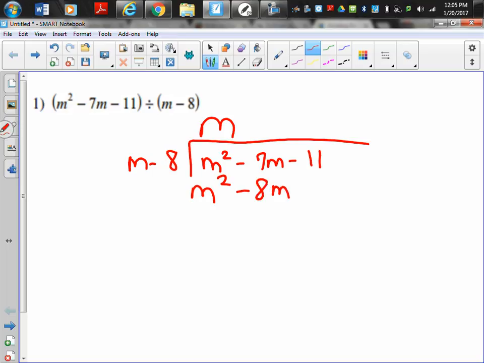So the first thing you do, what times what multiplies to give you the first term. Then we're going to subtract. So when I subtract, that means the opposite of m squared, the opposite of 8m. So m squared minus m squared is 0. Negative 7 plus 8 is 1m. And then you bring down, just like in normal division.